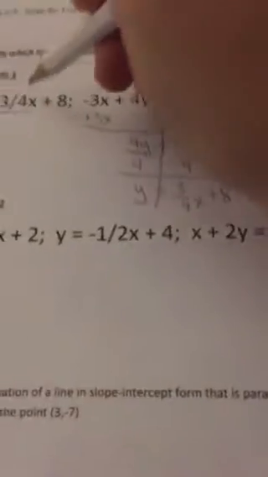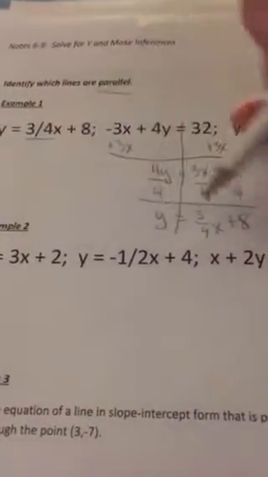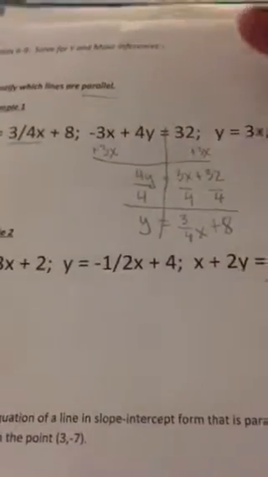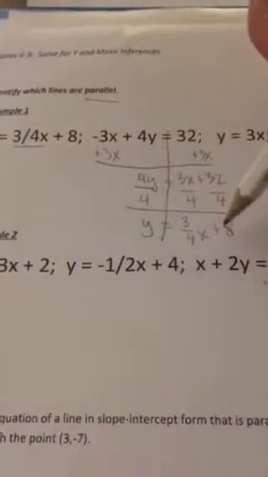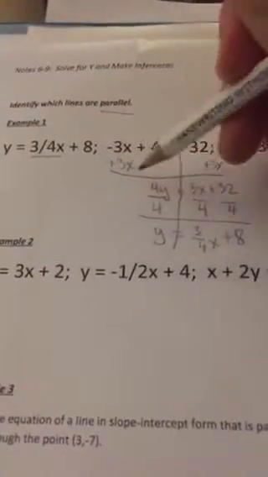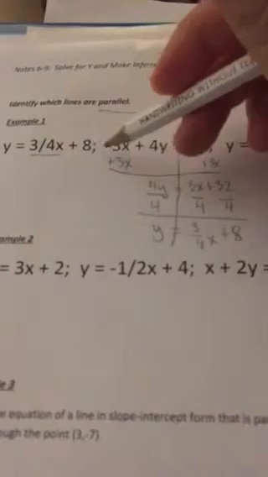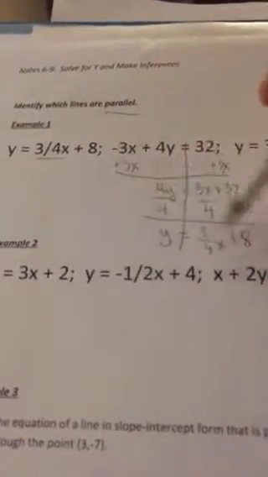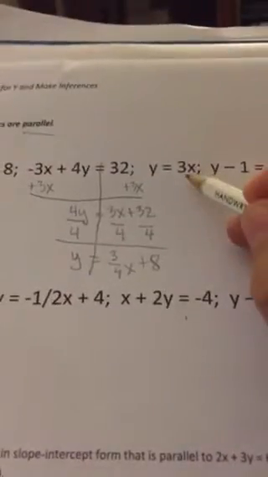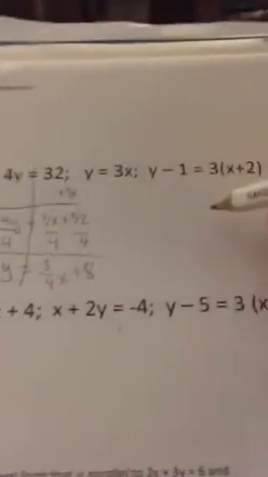So I'm going to compare the slopes. This one's got a slope of 3/4, this one's got a slope of 3/4. So they have the same slope. Oddly enough, they also have the same y-intercept. So they're not parallel, because they're the same line. So I would not say that those two lines are parallel to each other. This one has a slope of 3, so it's not parallel to either one of those.